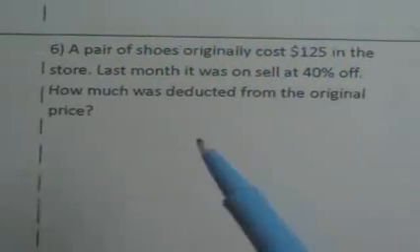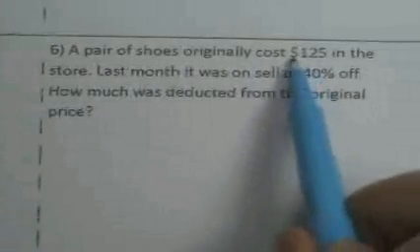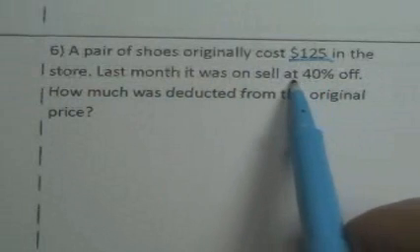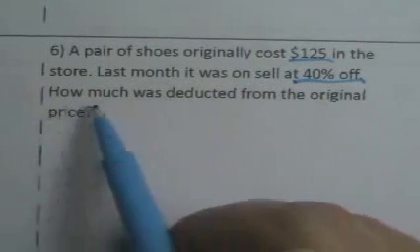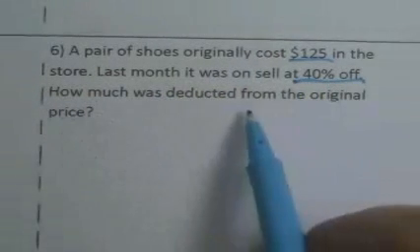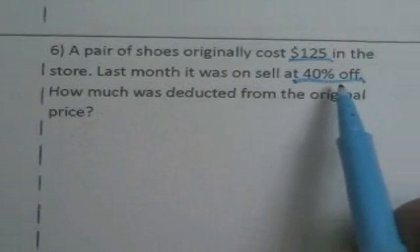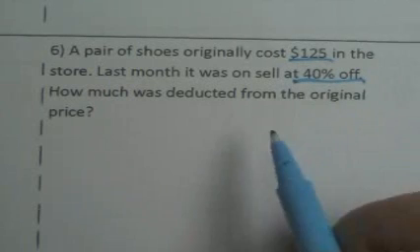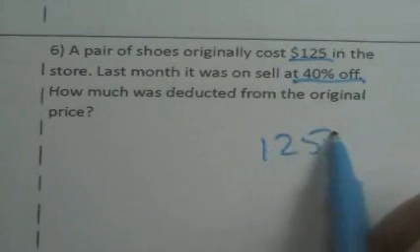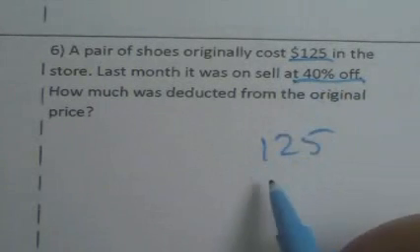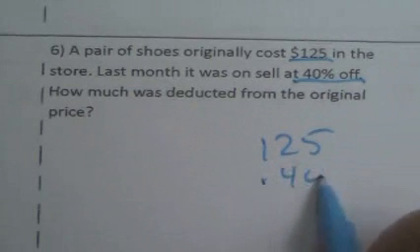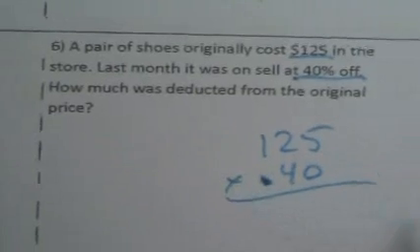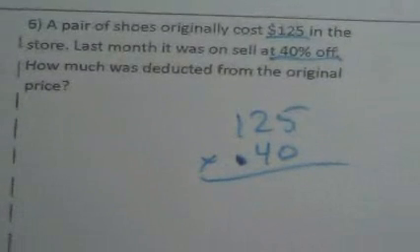Okay, let's try number 6. A pair of shoes originally cost $125 in the store, and then it's on sale at 40% off. And it wants to know how much was deducted from the original price. How much was that 40%? So all we really need to do is just find out 40% of 125. So if I have $125 and I want 40%, I just make 40% to a decimal, 0.40. Multiply it out, and I have my answer.